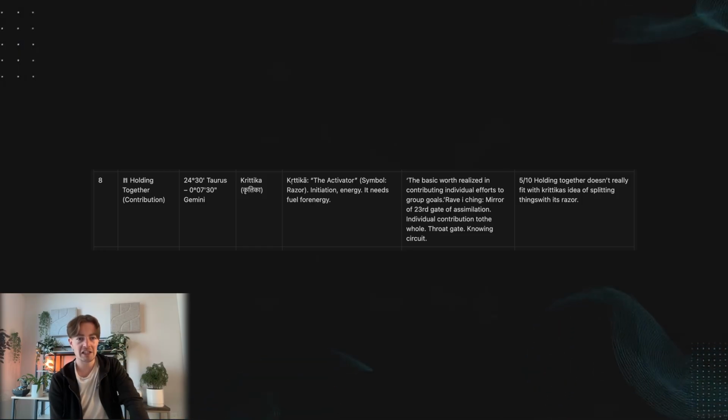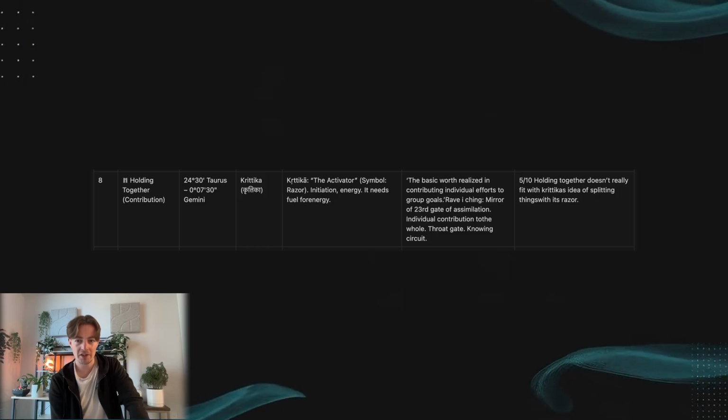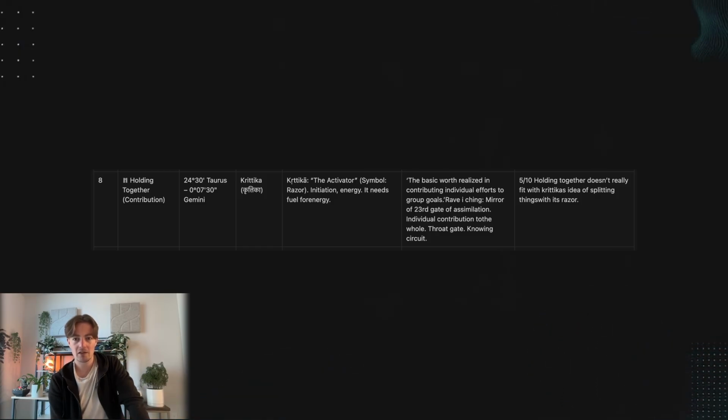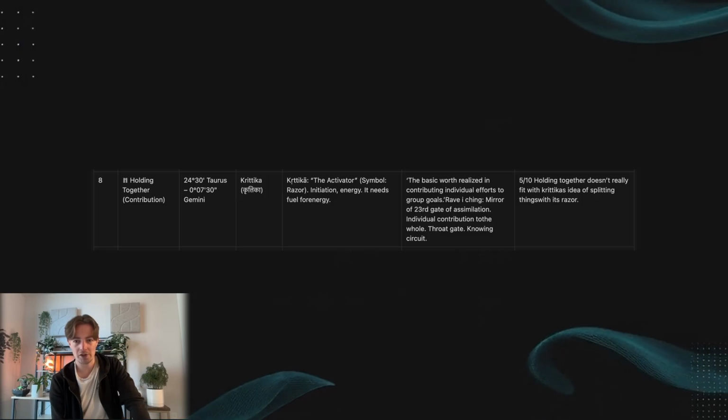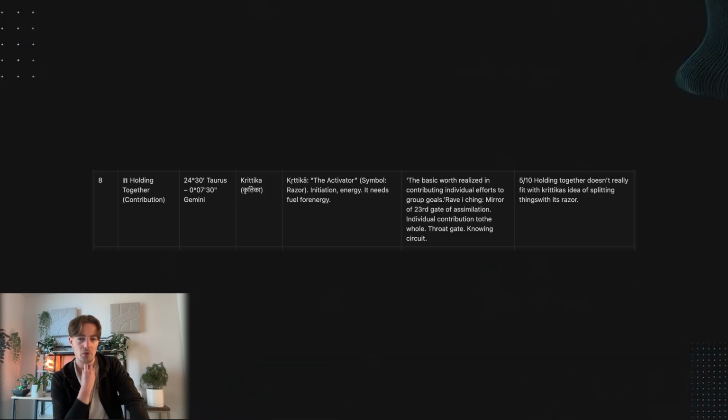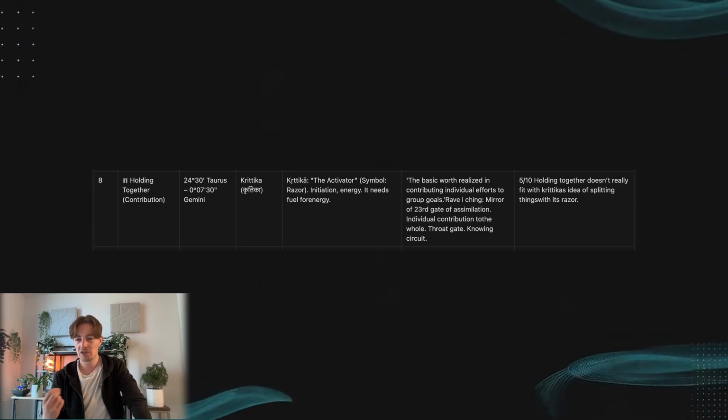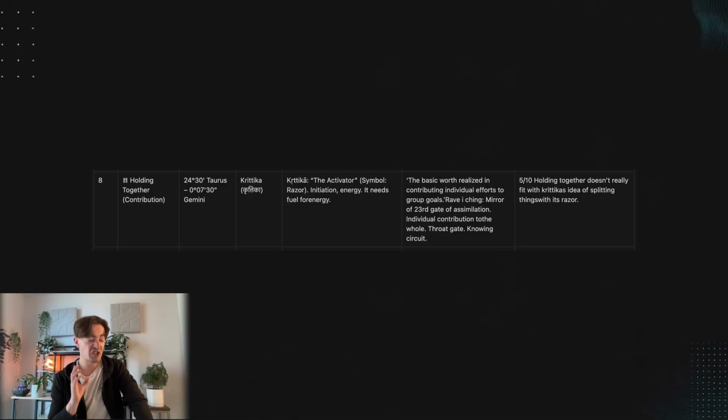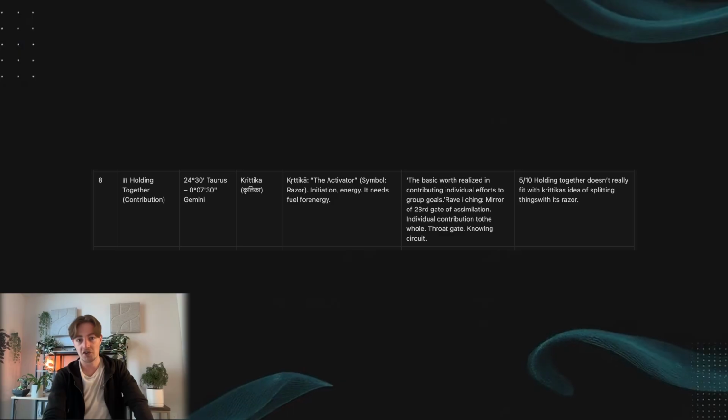And this is a gate of contribution, the gate of holding things together, contributing things, contributing to group goals, group activities, individual contribution to the whole. So it's a throat gate in the knowing circuit. So it's kind of associated with contributing those insights. It's not as strongly associated with being very sharp in speech and sharp in expressing those insights. There's a loose connection there.